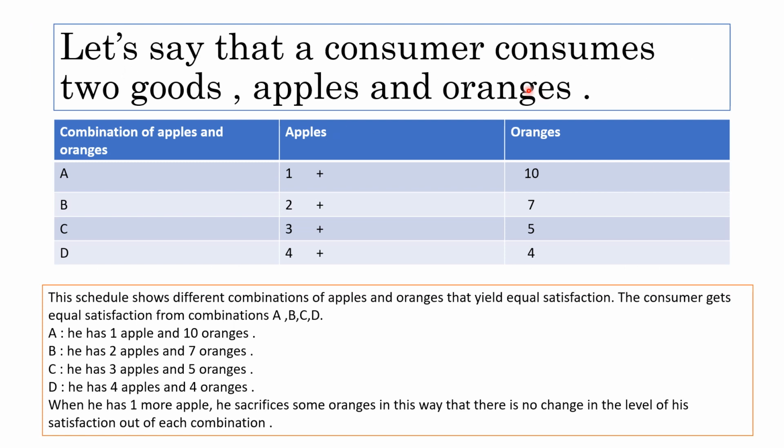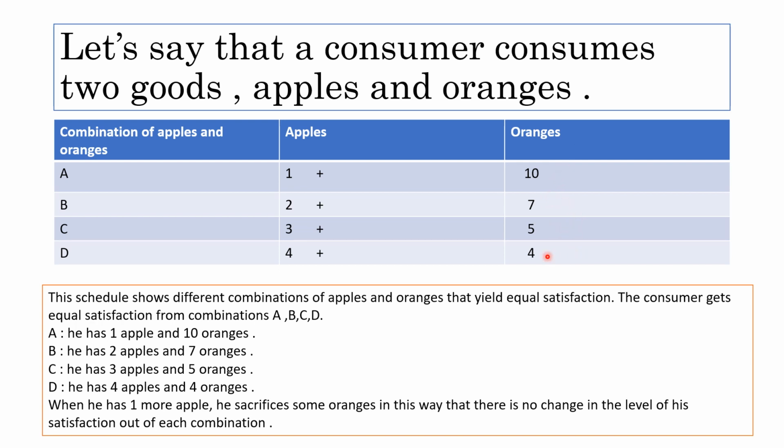Now here is an example of an indifference schedule. Supposing that the consumer consumes two goods, apples and oranges. These are the combinations A, B, C and D. In combination A, the consumer is consuming 1 apple and 10 oranges. In combination B, apples increase to 2 but oranges are 7. In combination C, 3 apples and 5 oranges, and in option D, apples are 4 and oranges are also 4. The point is that there is equal satisfaction. A is equal to B is equal to C is equal to D.